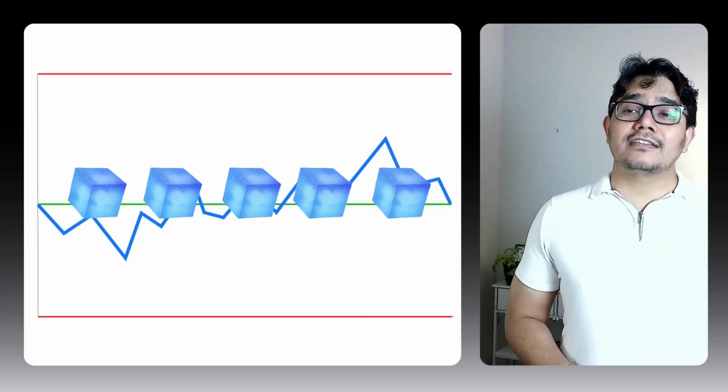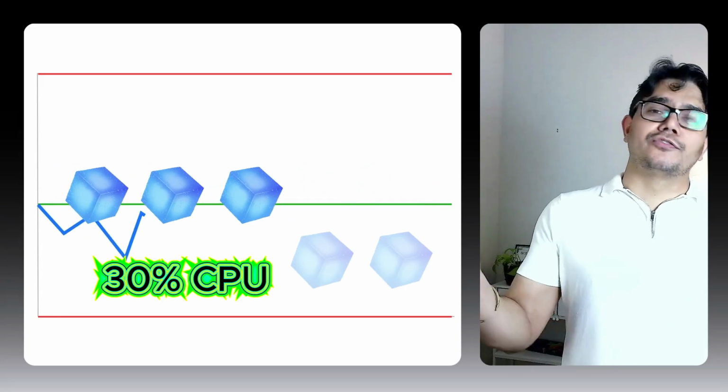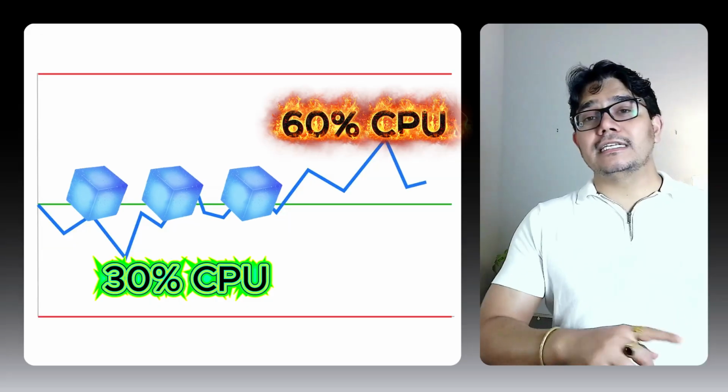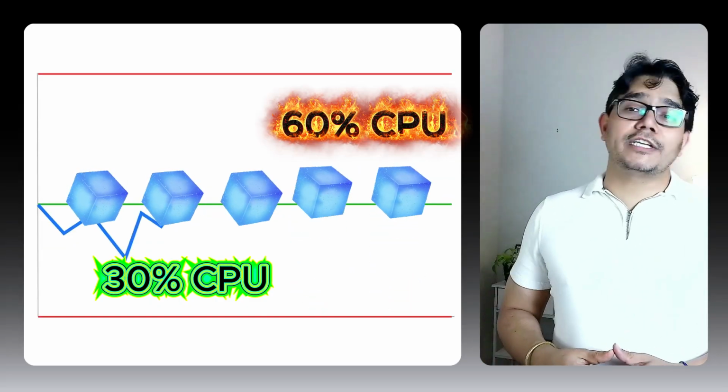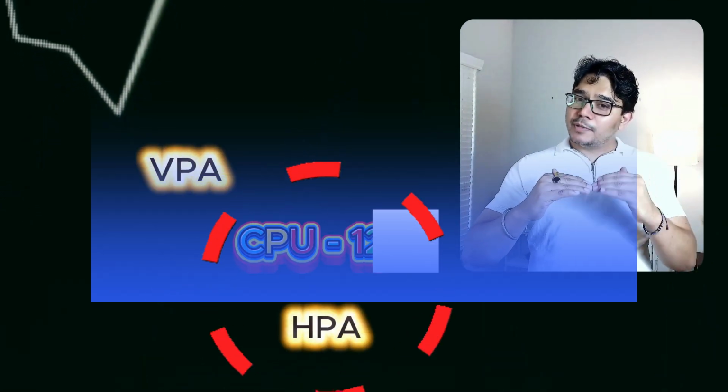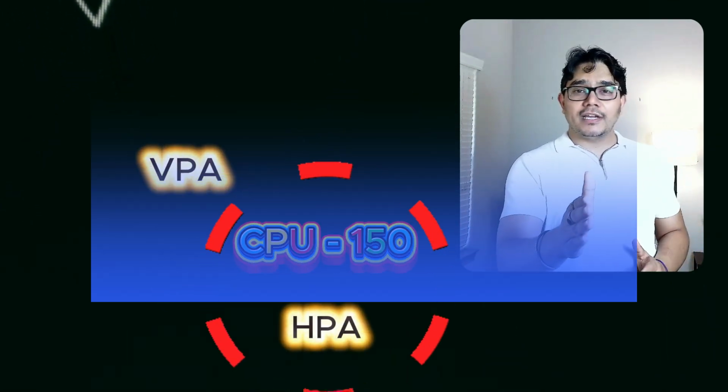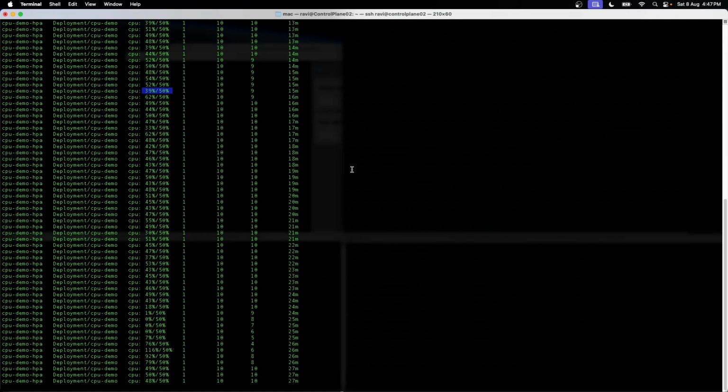One moment it's at 30%, so HPA removes some pods. The next moment it is at 60%, so HPA adds a few back. That's the conflict. It's not that HPA or VPA are broken. They both are doing the job correctly. The problem is VPA keeps changing a number that HPA depends on, and HPA keeps reacting to the changes that have nothing to do with the real user traffic.